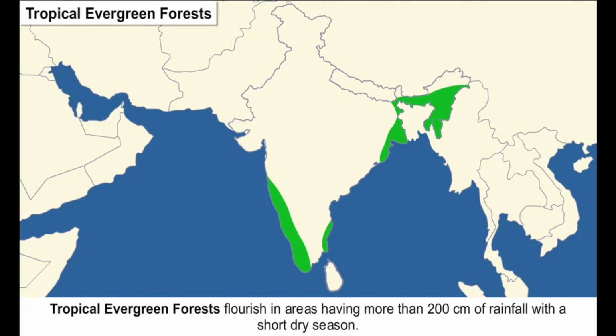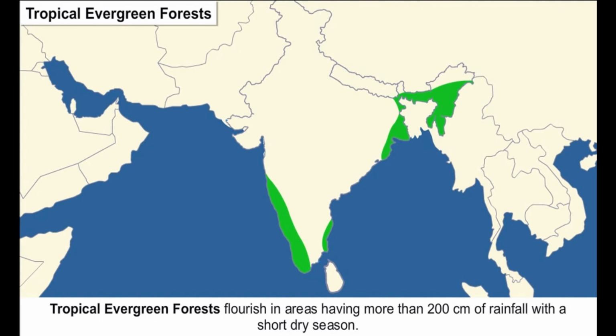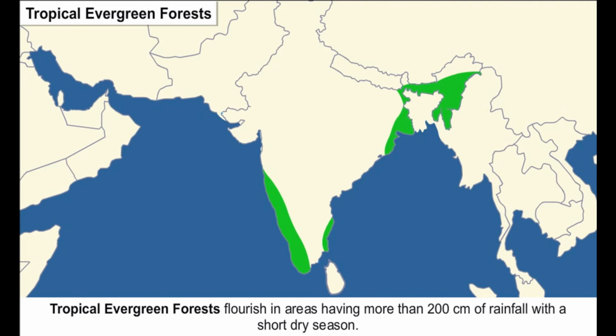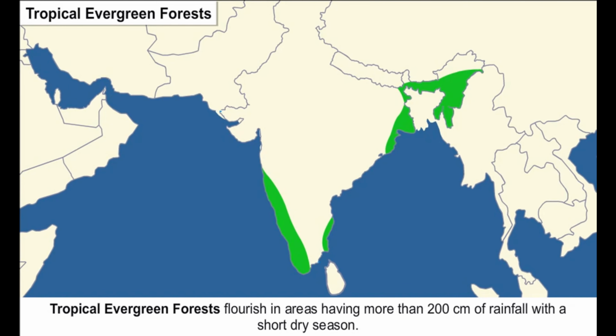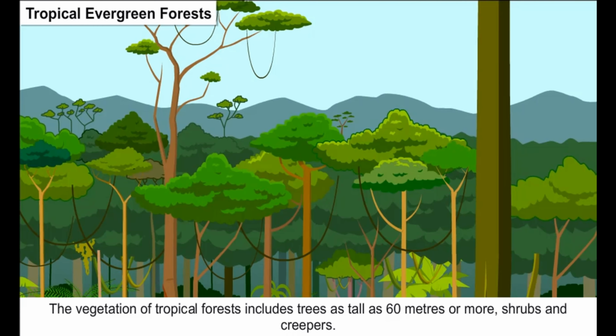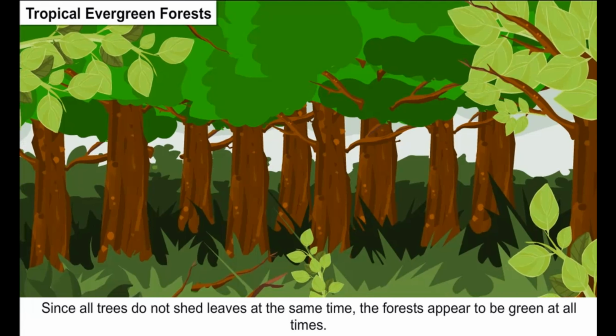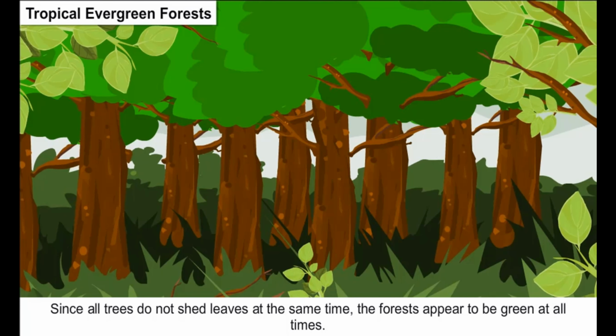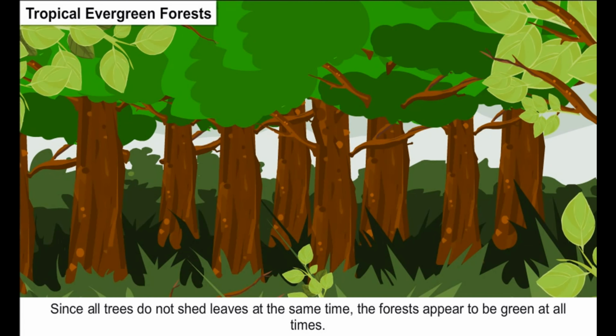Tropical evergreen forests flourish in areas having more than 200 centimeters of rainfall with a short dry season. The vegetation of tropical forests includes trees as tall as 60 meters or more, shrubs and creepers. Since all trees do not shed leaves at the same time, the forests appear to be green at all times.